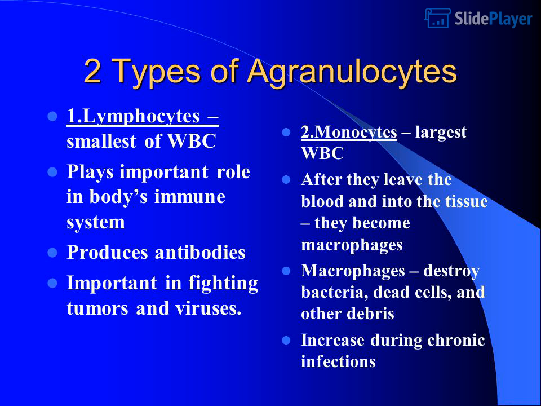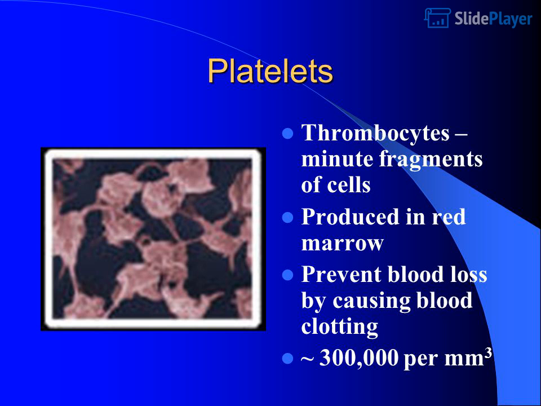Monocytes increase during chronic infections. Platelets, thrombocytes, are minute fragments of cells. Produced in red marrow. Prevent blood loss by causing blood clotting. 300,000 per cubic millimeter.